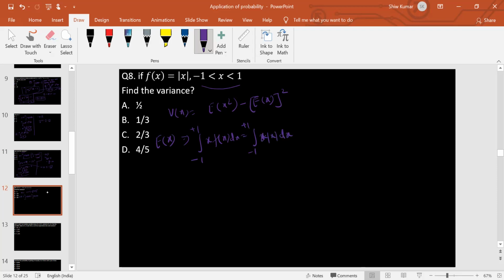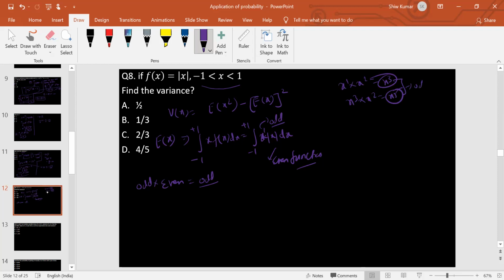So see, mod will always be an even function, because it will make everything positive only. It's an even function. And x to power 1 is an odd function. So if we ask what odd into even function gives, odd into even function will be odd only. How? Because x to power 1 into x square is x cube. X to power 3 into x square, you get x to power 5. So these are all odd functions.